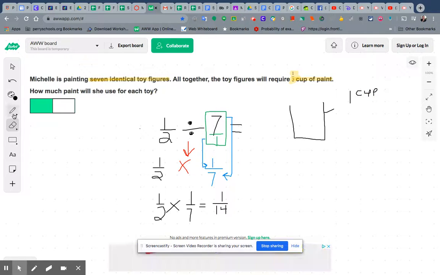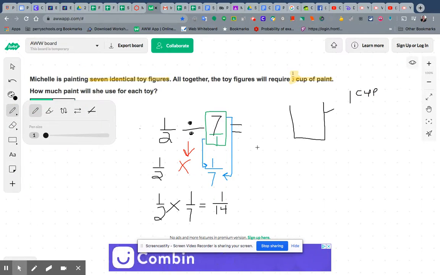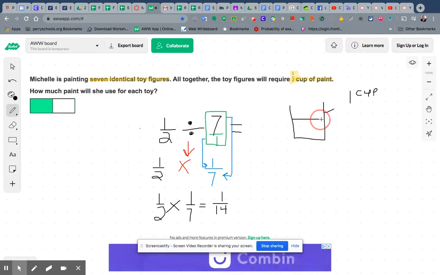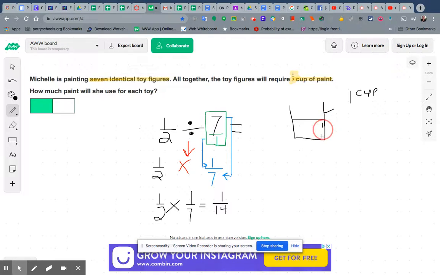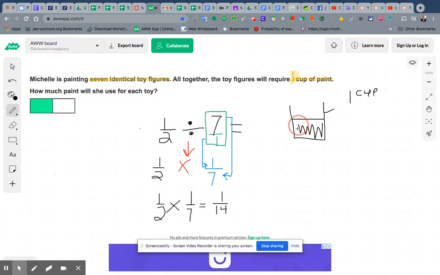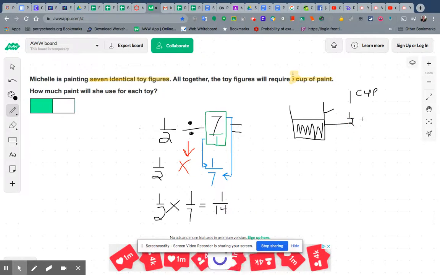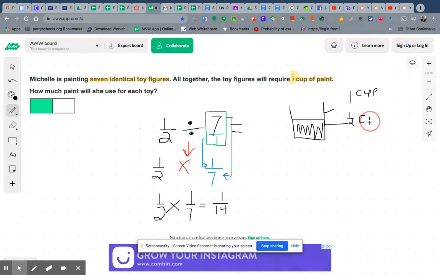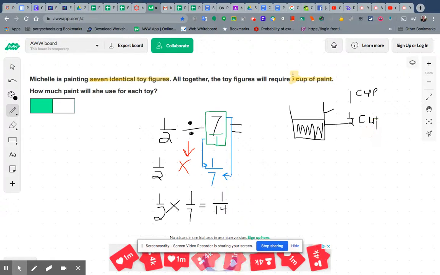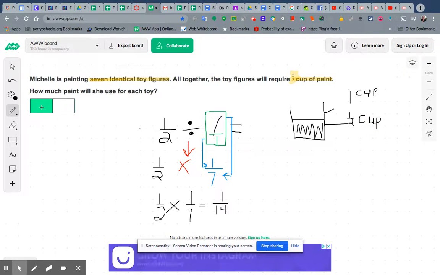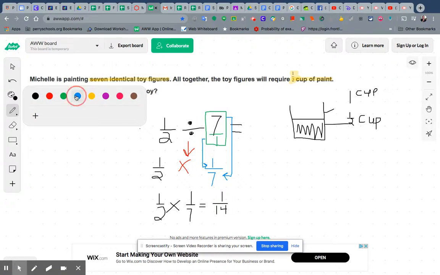A cup, okay. 1 cup of paint, and I only have half of a cup of paint. This is all I have. I only have half. So this is the amount I have, which is half a cup of paint. And I need to break that evenly into 7 parts so that I can paint these 7 toy figures. So I'm going to take this blue pen here, and this is going to be kind of sketchy and rough, but we're going to try it.